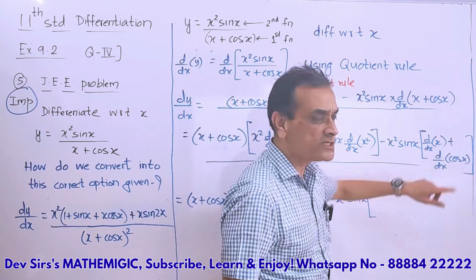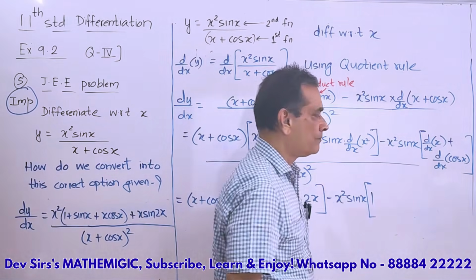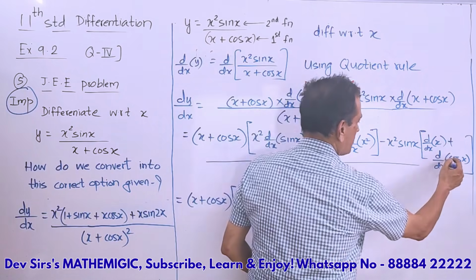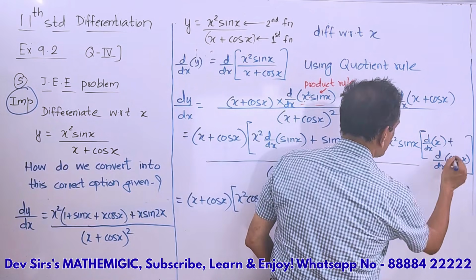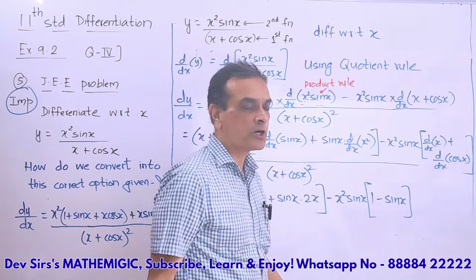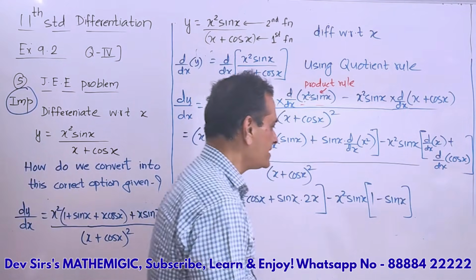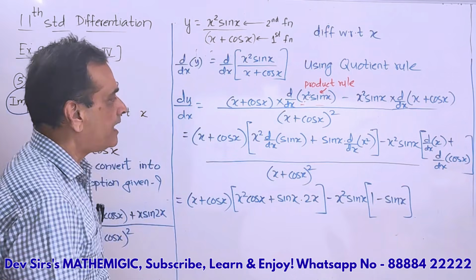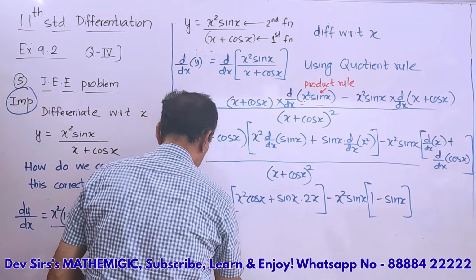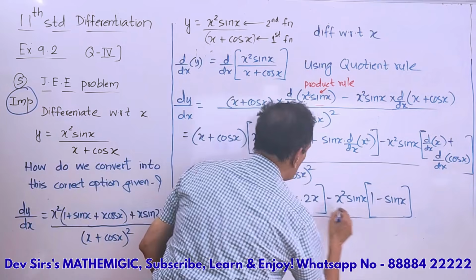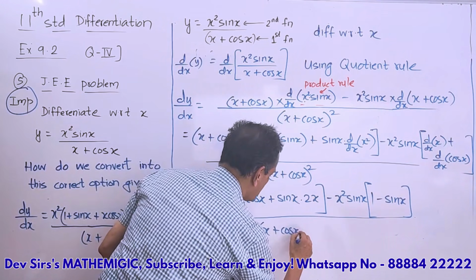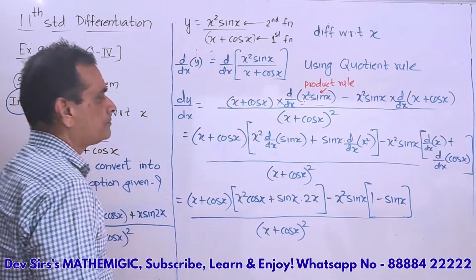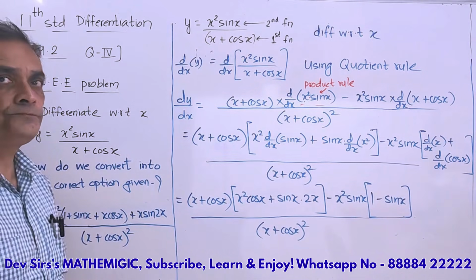d by dx of x is 1. d by dx of cos x is minus sin x. So this plus gets converted into minus simply because the derivative of cos x is minus sin x. There is no change over here, and no change over here.